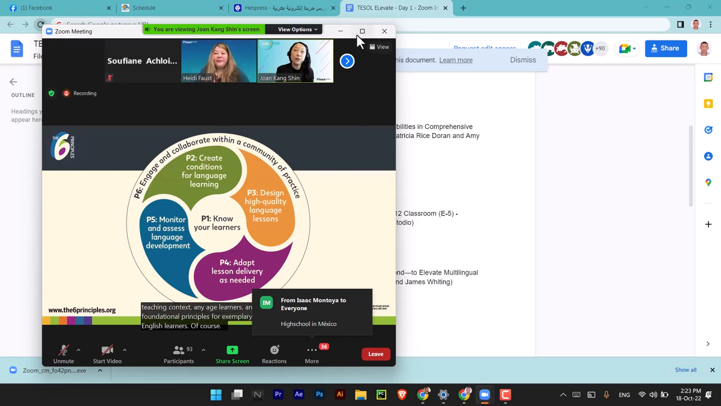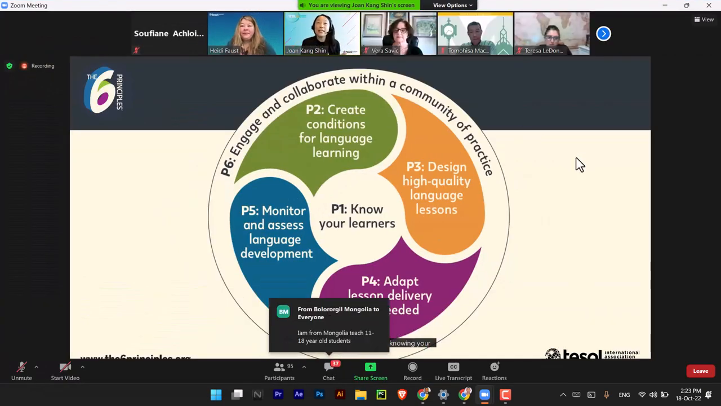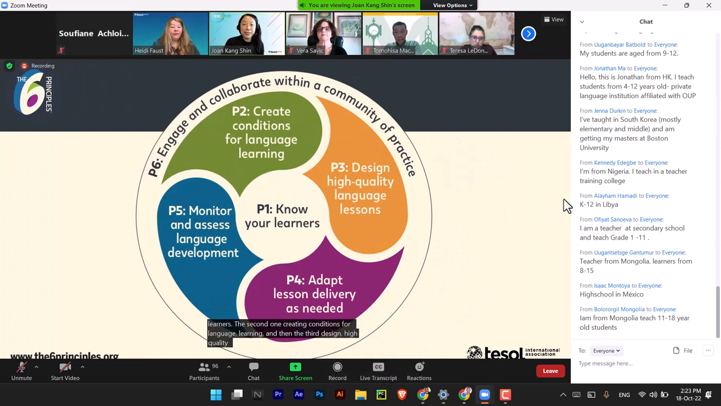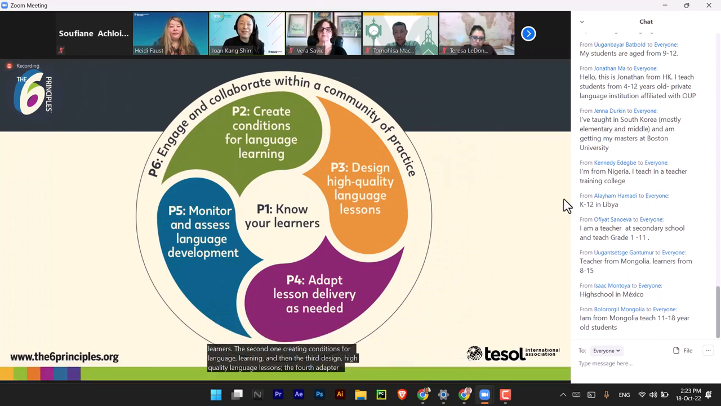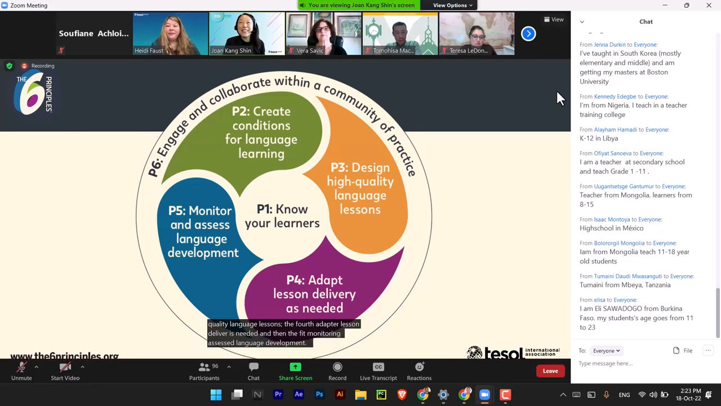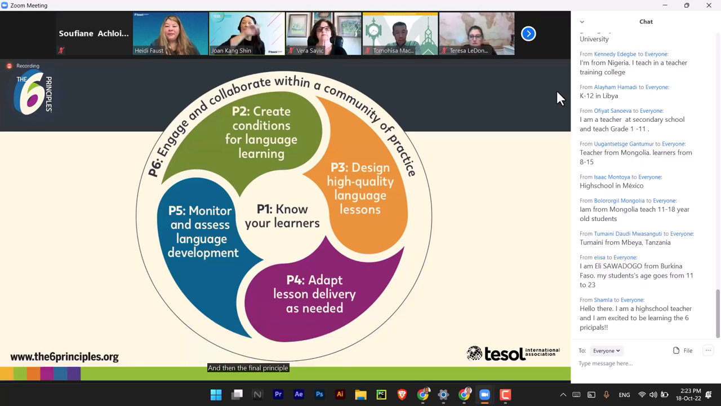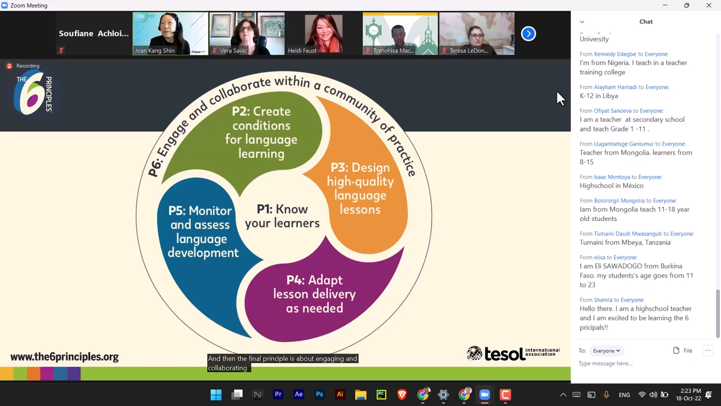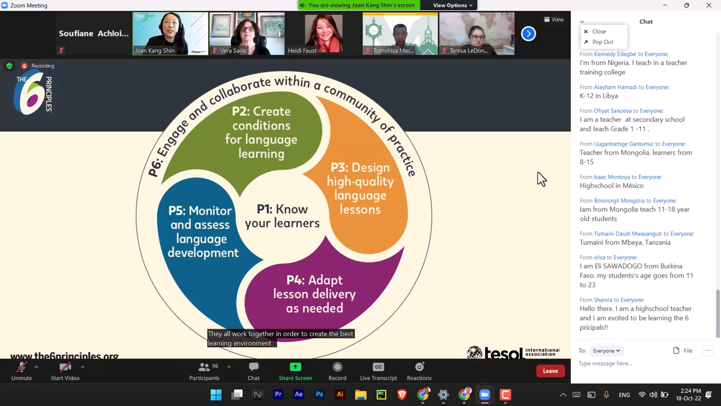So of course, the first principle is about knowing your learners. The second one, creating conditions for language learning. And then the third, design high quality language lessons. The fourth, adapt lesson delivery as needed. And then the fifth, monitor and assess language development. And then the final principle is about engaging and collaborating within a community of practice, which really encompasses everything. So you see how these six principles aren't just individual principles. They all work together in order to create the best learning environments for your English learners.